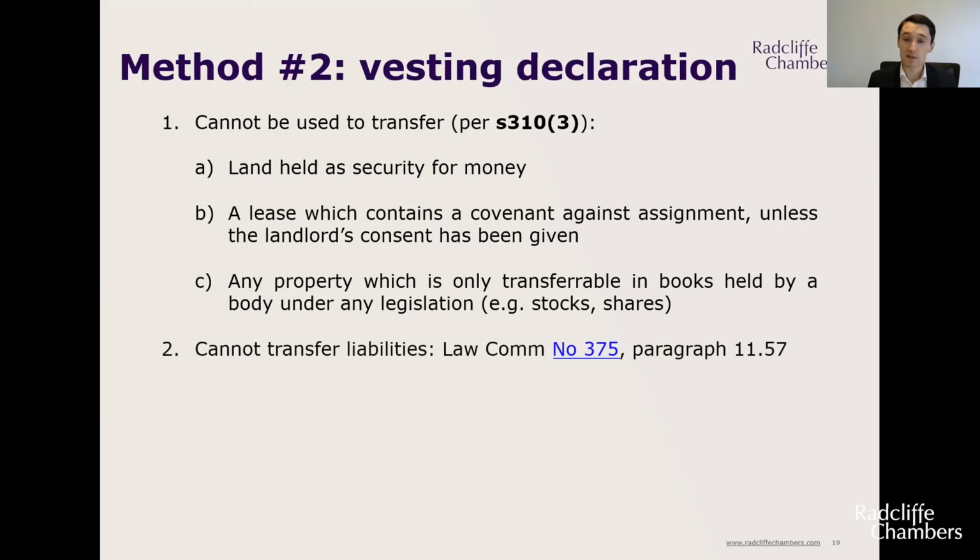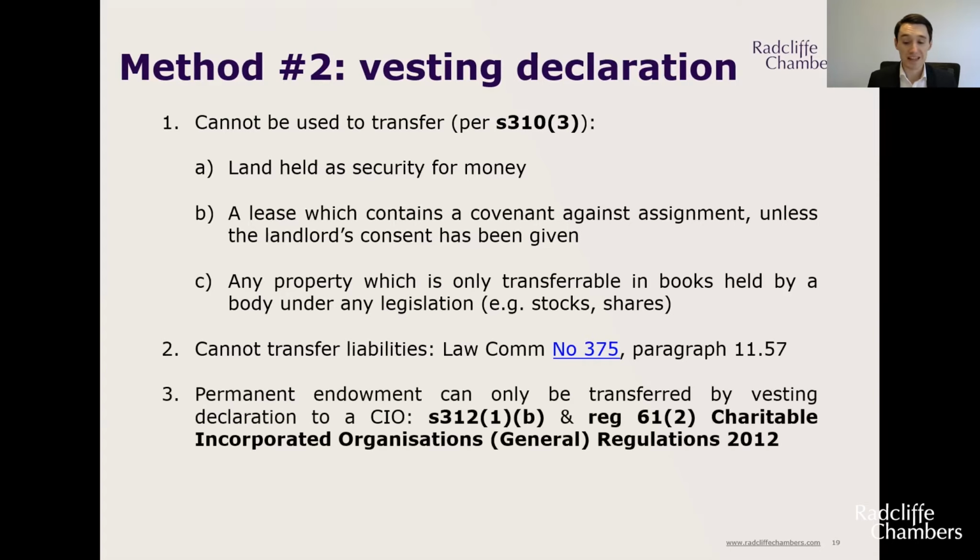Secondly, a vesting declaration cannot transfer the unincorporated charity's liabilities. It can only transfer their assets. Thirdly, a charity cannot use a vesting declaration to transfer permanent endowment unless the recipient is a CIO. So this is another way that CIOs have the edge over charitable companies limited by guarantee. If the company that's receiving the assets is limited by guarantee, then that company will hold the permanent endowment on trust for the existing unincorporated charity, and that unincorporated charity will carry on in existence.